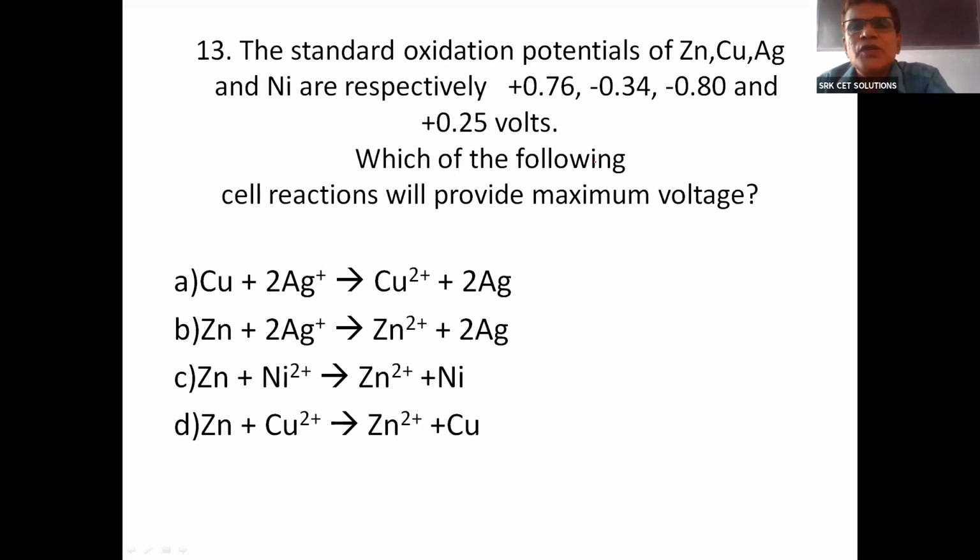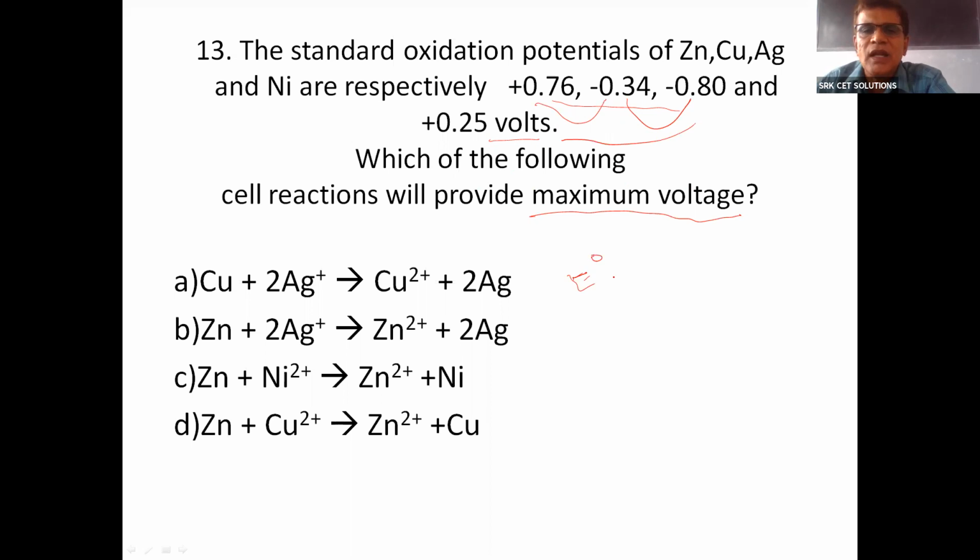The standard oxidation potential of zinc, copper, silver and nickel are respectively plus 0.76, minus 0.34, minus 0.8 and plus 0.25. So be careful about these values and arrange them. If possible, arrange them in an order in decreasing or increasing. Which of the following cell reactions will provide maximum voltage? The clue is take any two combinations. These two or these two or these two or any two combinations. You work out the difference in potential, but you must be careful about that combination.